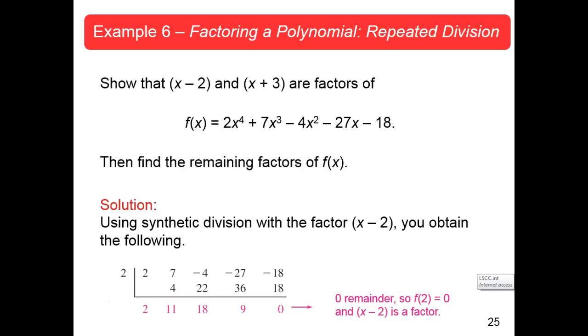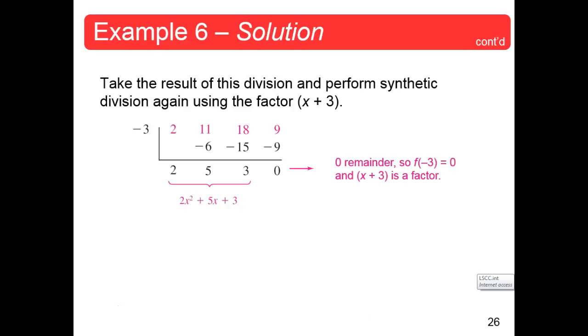Ding, ding, ding. Good. You found a 0. X equals 2 is a 0 for the function. And x minus 2 is a factor of that polynomial. Okay? So if the remainder is 0, it is a solution. And x minus 2 is a factor. Okay. Now, from there, you can just continue and check out the x plus 3.